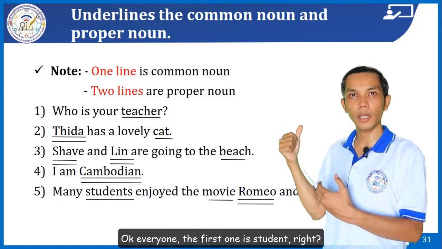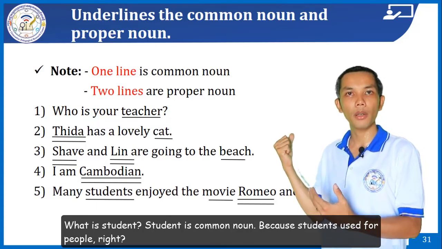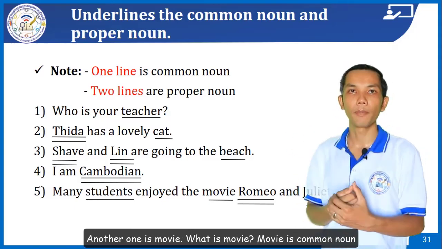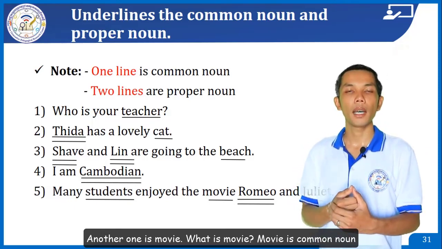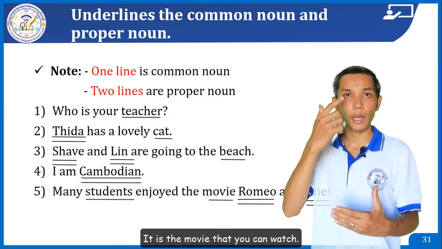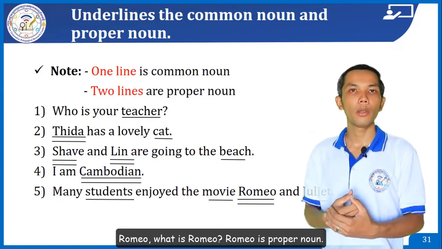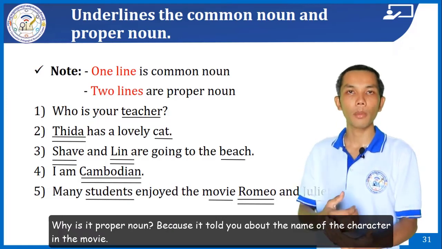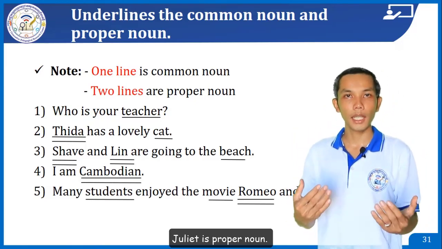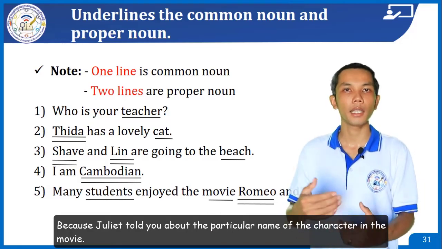The first one is students, right? Student is a common noun because student is used for people. Another one is movie. Movie is a common noun because movie is used for things, the movie that you can watch. Now look at another one: Romeo. Romeo is a proper noun because it tells you the name of a character in the movie. The last one is Juliet. Juliet is a proper noun because Juliet tells you the particular name of a character in the movie.